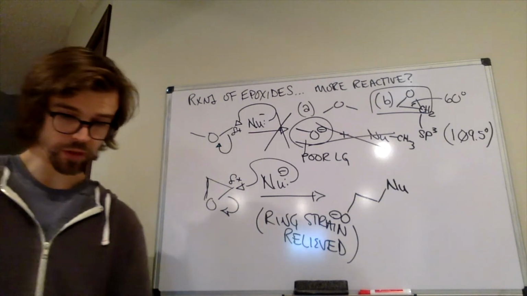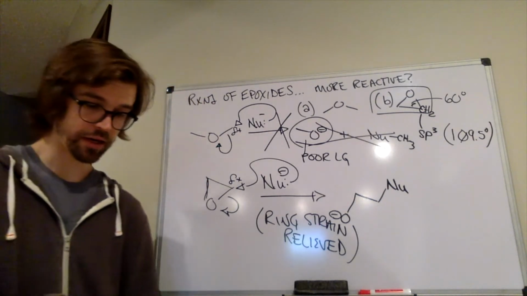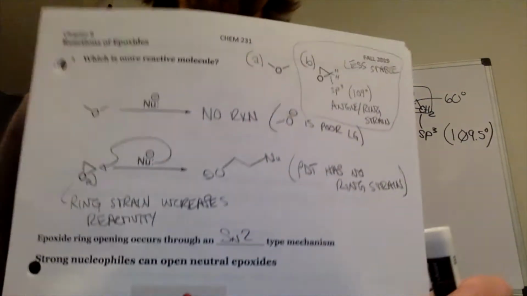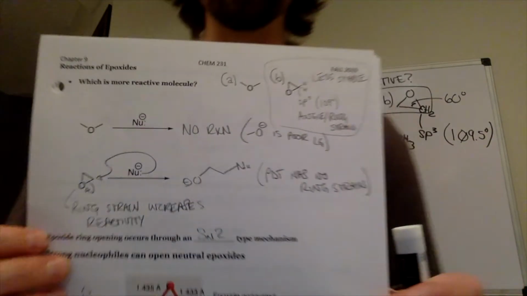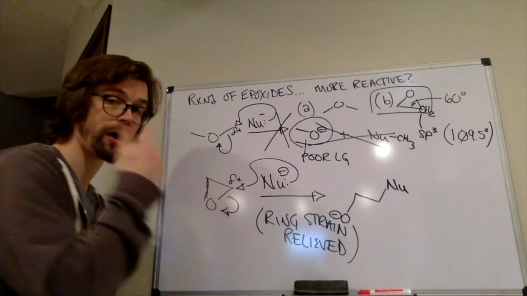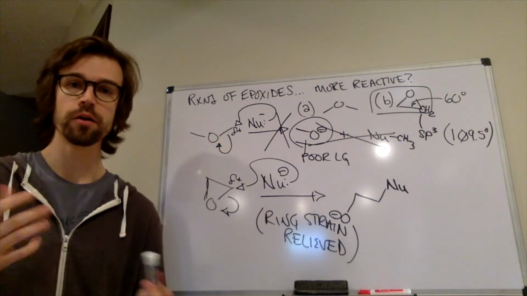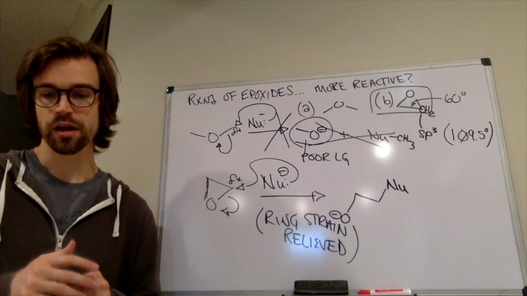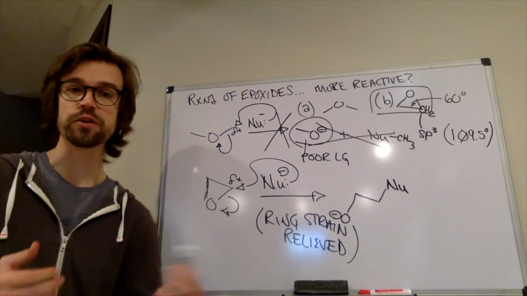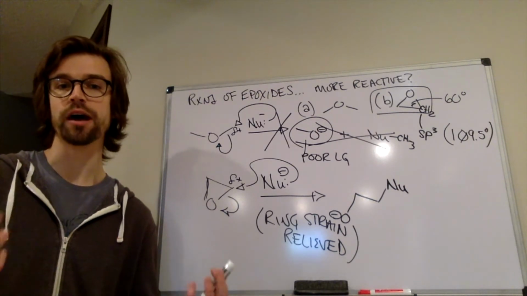So what's the blank in here? Epoxide ring openings occur through an SN2 type mechanism. So the nucleophile added while that carbon-oxygen bond broke simultaneously. Now we're going to talk about strong versus weak nucleophiles and their ability to open up these epoxides.